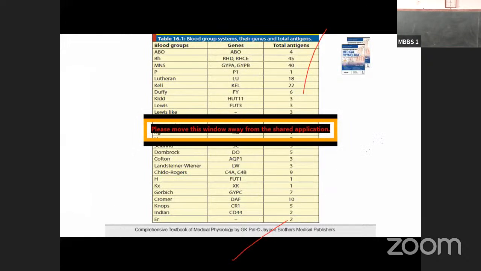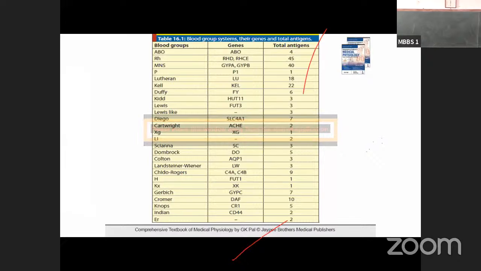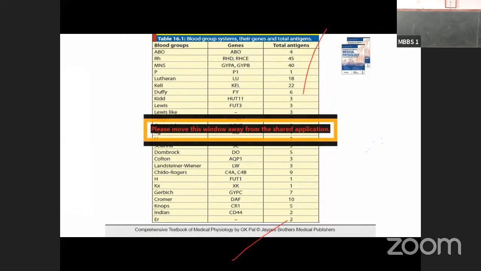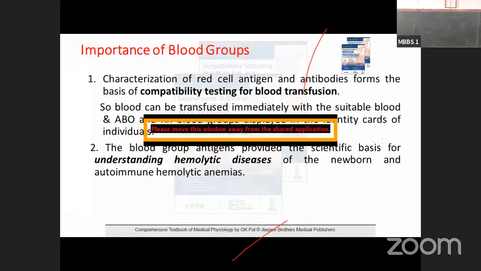Then these are the types of blood groups, the genes present in that blood group, and the number of antigens present in that blood group. So 30 blood groups are there and 400 antigens are there. Various types of blood groups like ABO, RH, MNS, P, Lutheran, Kell, Duffy, Lewis, Diego, Cartwright, XG, Li, like this. There are 30 blood groups and a total of 400 antigens present.